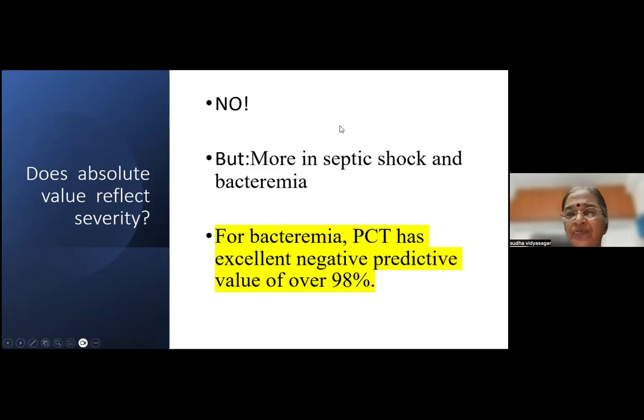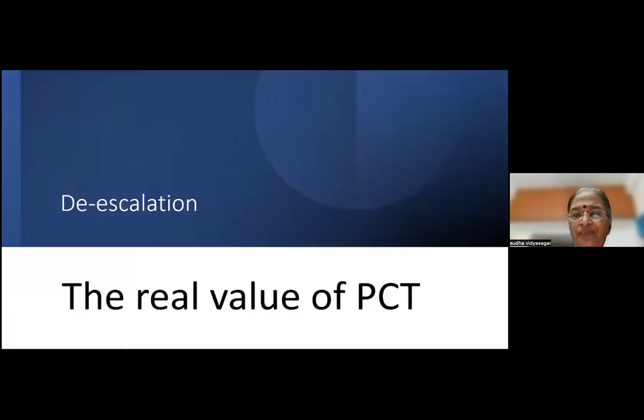But in the presence of septic shock and bacteremia, procalcitonin is higher. For bacteremia, procalcitonin has an excellent negative predictive value of over 98%. Okay. So in the presence of bacteremia, your procalcitonin is definitely positive. So if it is negative, then you probably don't have bacteremia. That you can tell. So absolute values are not important, but there is definitely more tendency to go up in the presence of bacteremia and more tendency to go up in the presence of septic shock.